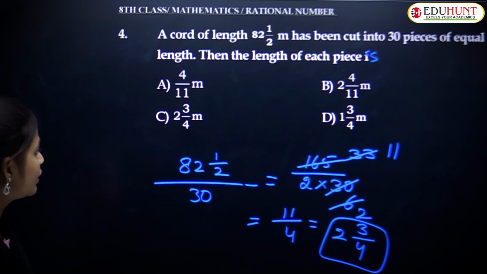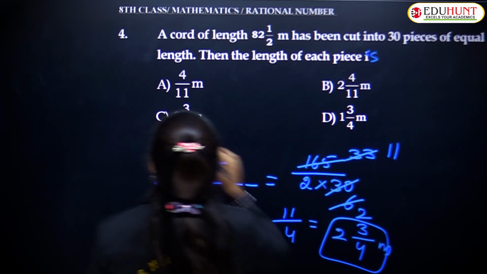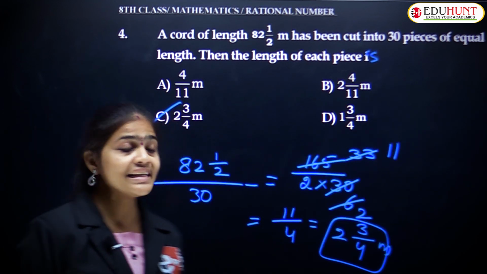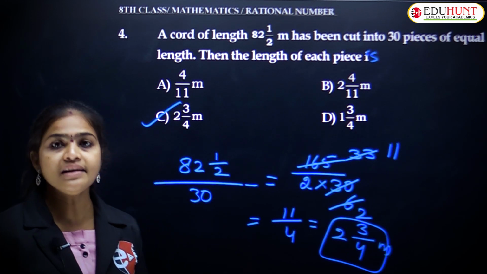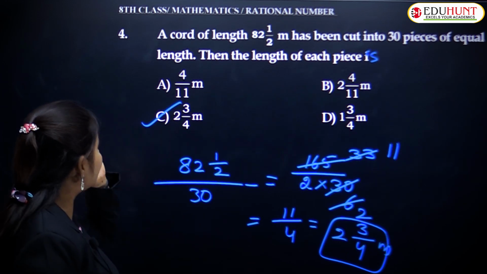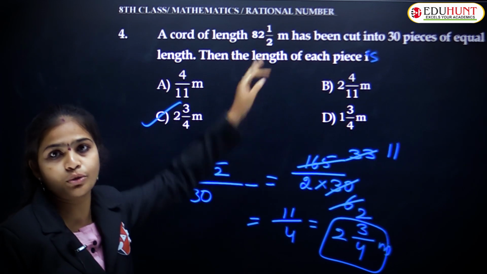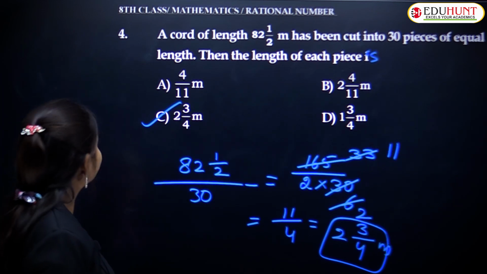Okay, 2 and 3 by 4 meters. So which option is correct now here? Option C. So each piece length is 2 and 3 by 4 meters. Understand? So that kind of pieces, totally 30 pieces are there. So if you add all those, we will get 82.5 meters. Understand? So this is the fourth question.